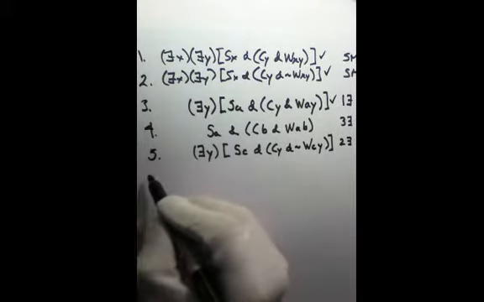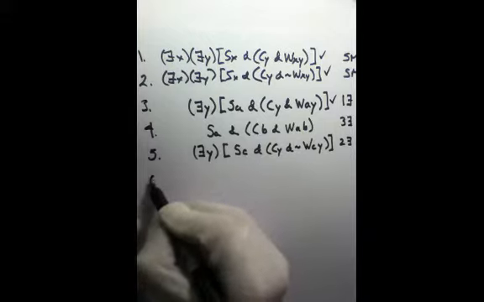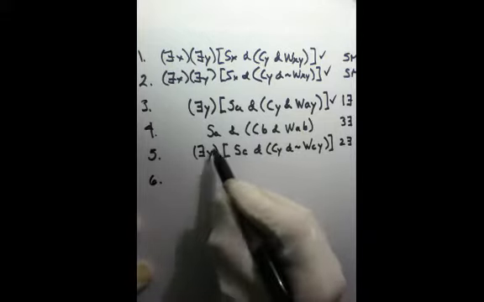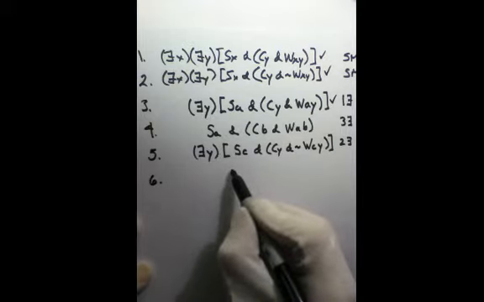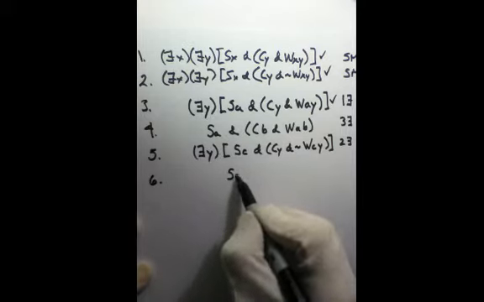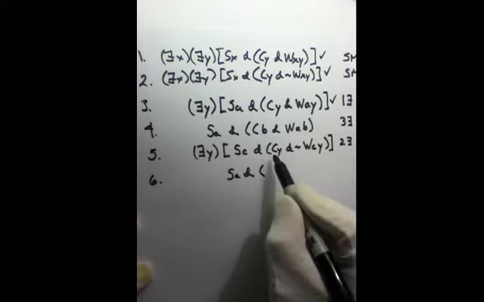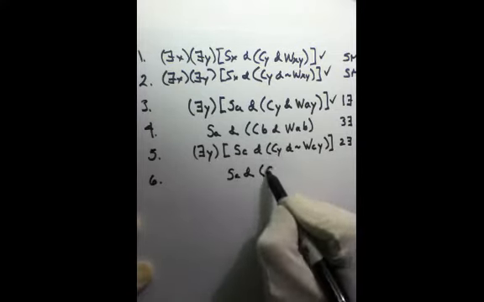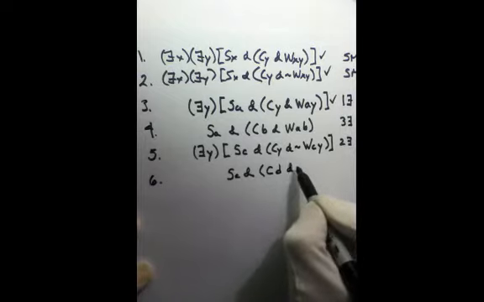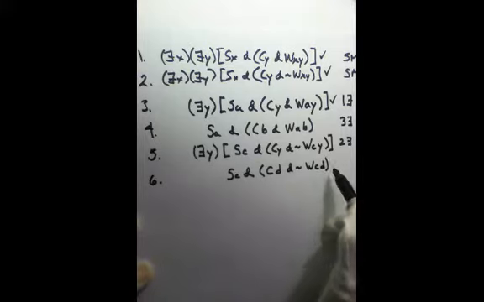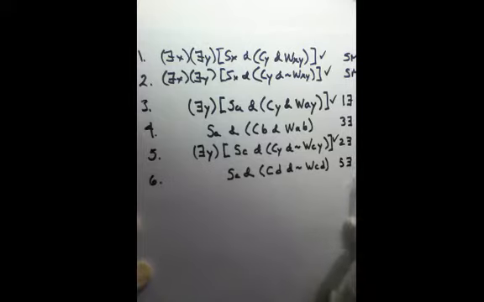We have one more instantiation to take care of here on line 6, and that is to get rid of this existential quantifier by doing this Sc ampersand, and every time we see y, we need a new constant, so we're going to use d, Cd ampersand not Wcd. And that comes from 5 by existential quantifier decomposition.